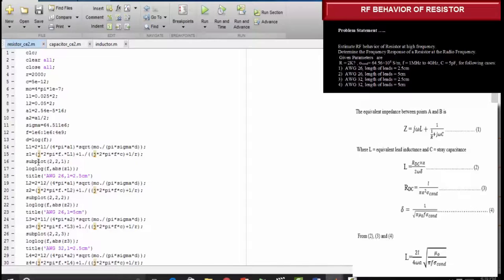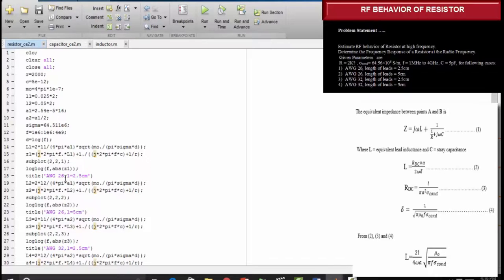Now, subplot is a command used in MATLAB to plot. Here, this first two stands for two rows. This next two stands for two columns. Thus, we have divided the whole window into four parts. And one stands for the first part of those four parts. Log F, abs Z1 is used for plotting that graph in log.